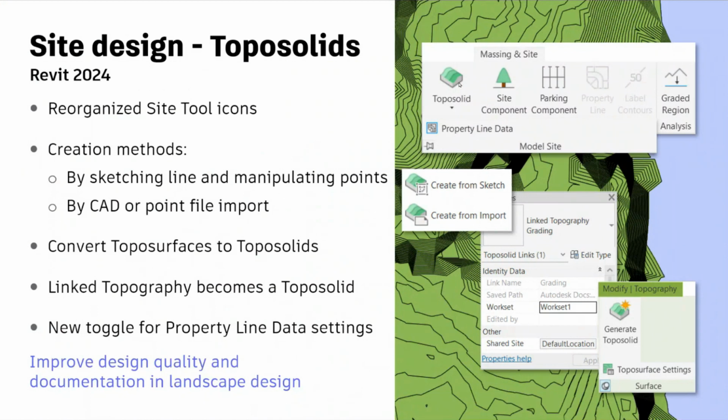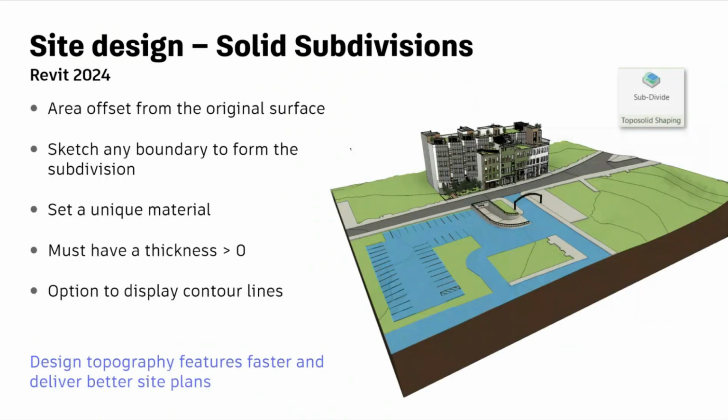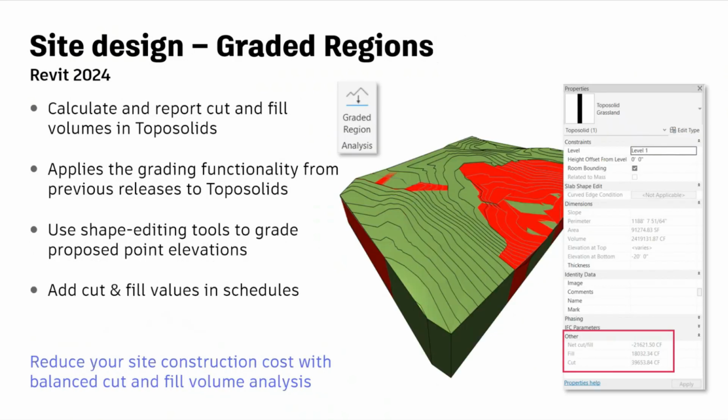To keep on time, we have these key features, how you can create it. So again, you can create it from an import, like a CSV file if you've been issued that. It is a system family, so you can now start working with parameters within the properties of that system family, and there's more tools for contour display setup. You can subdivide that topo solid for hardscaping components, and you can cut and split those topo solids with simple tools like the mass shape tool that we created a void and then did the safe slope.